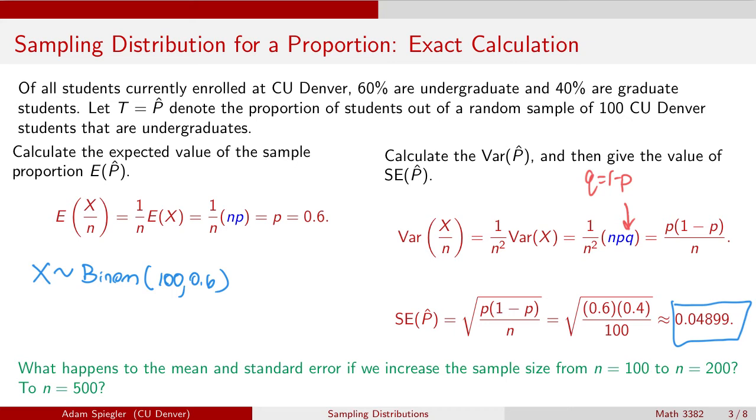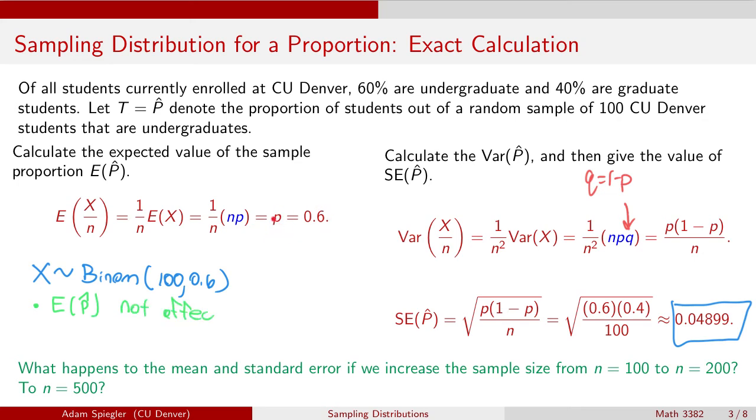And as we did with sampling distributions for the mean, let's consider what happens when we increase the sample size. So we constructed this sampling distribution out of 100 students. And so one thing that we can see from these formulas over here is that as n gets larger, that's not going to affect the expected value of p hat.